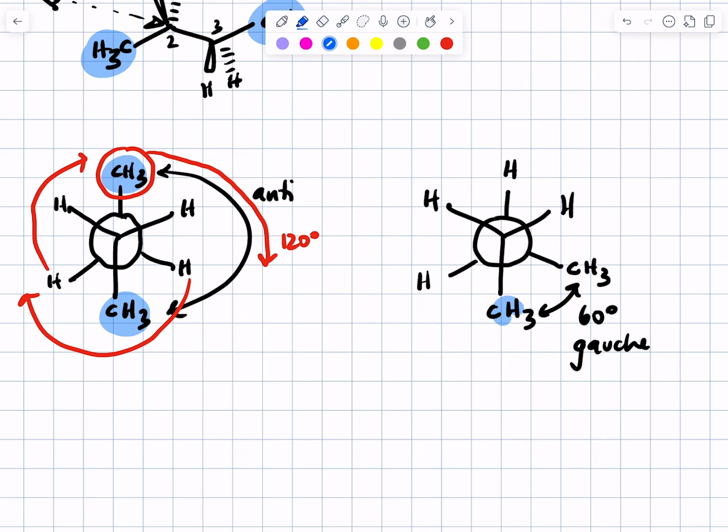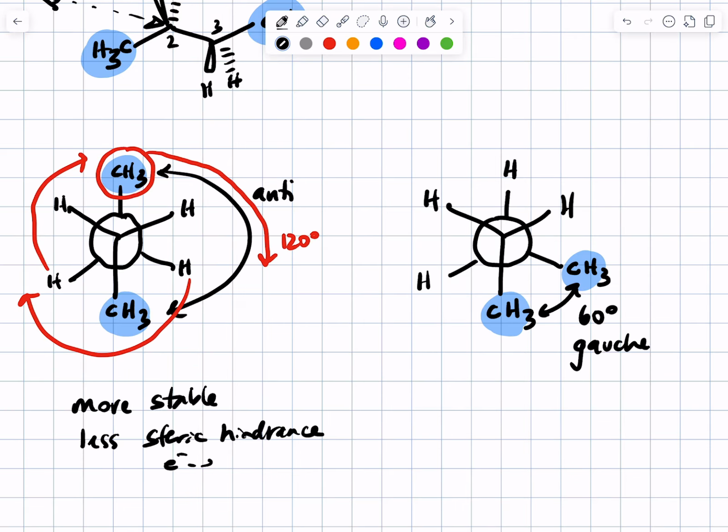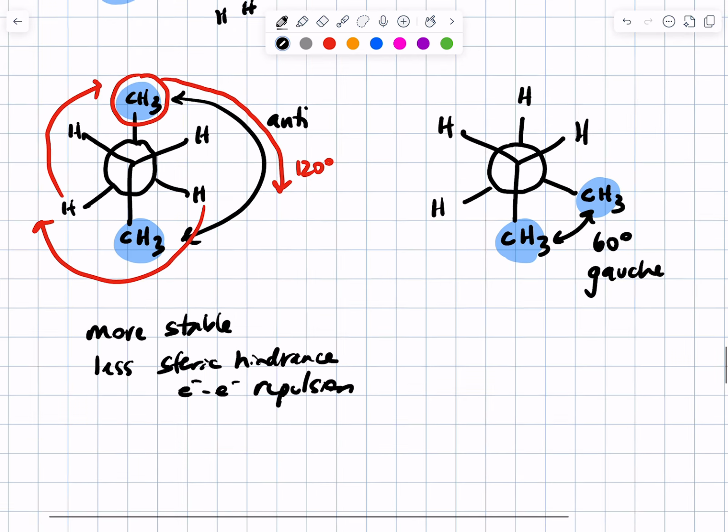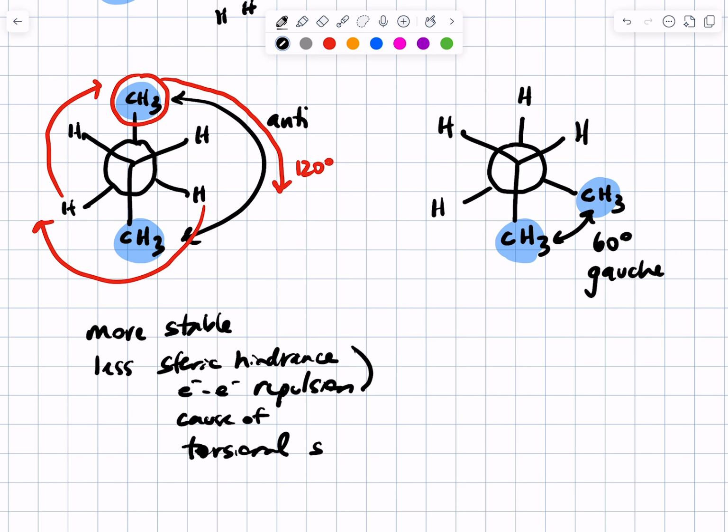Which do you suppose is more stable? Anti. Why is it more stable? Less steric hindrance, less electron repulsion, less torsional strain. Remember, electron-electron repulsion and steric hindrance are used interchangeably. Those are the same things, and they are the cause of torsional strain. So, all right.